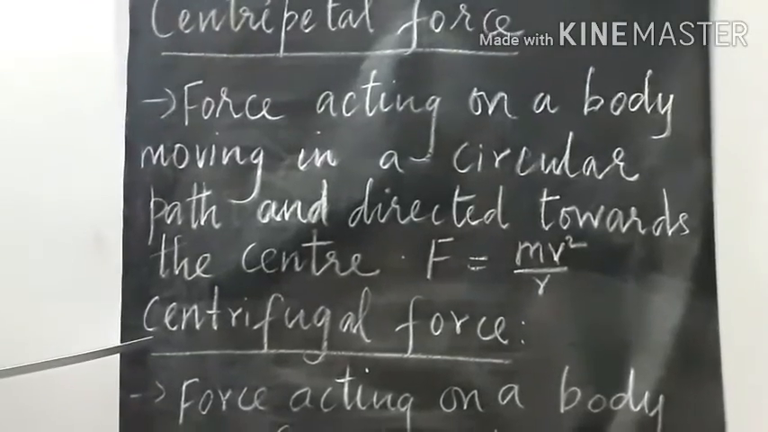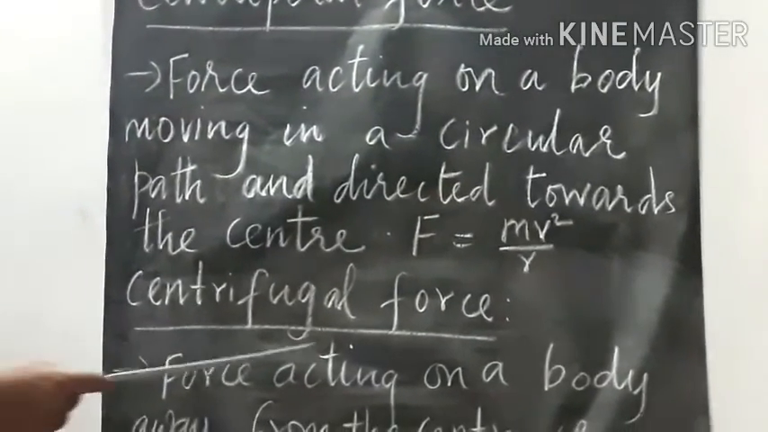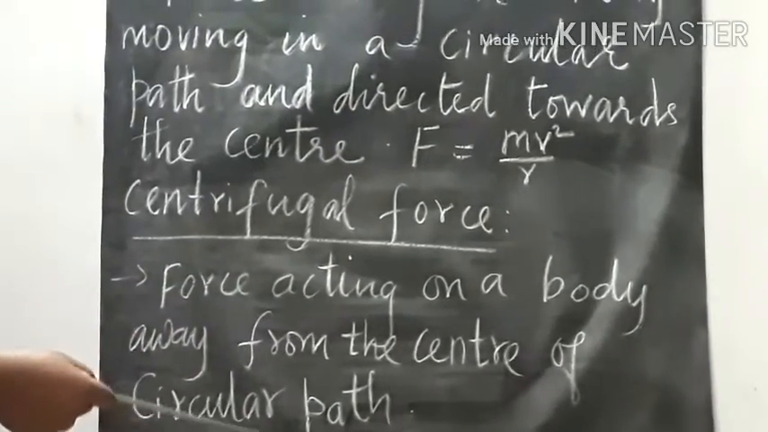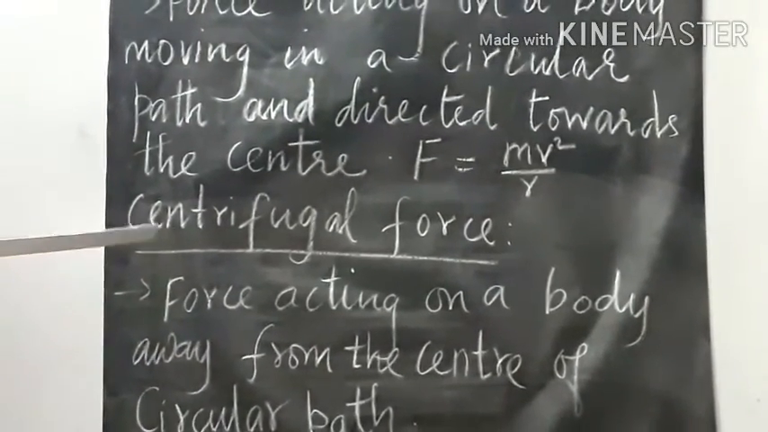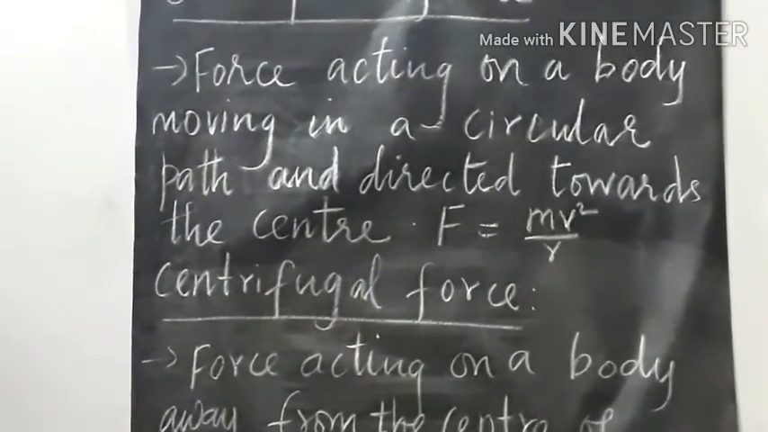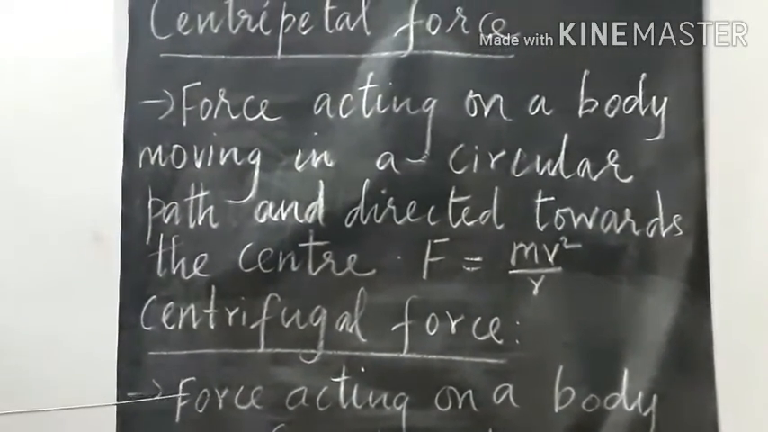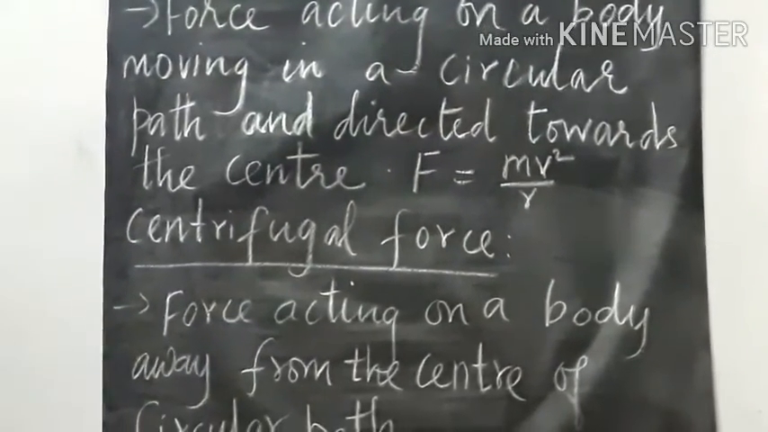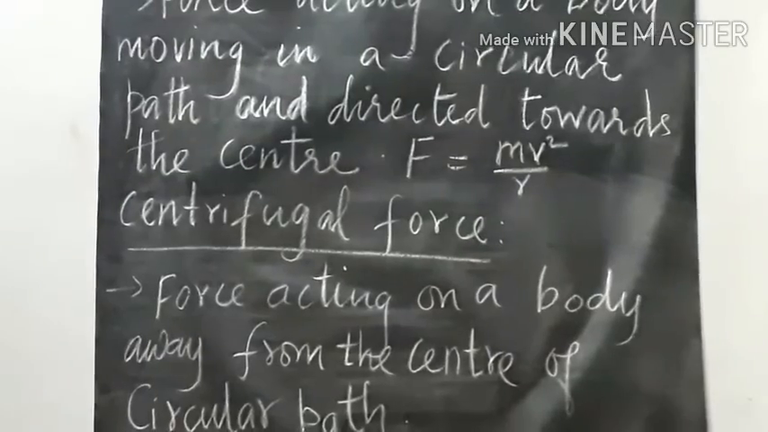Next, what is centrifugal force? The force acting on a body away from the center of a circular path is called the centrifugal force, which is opposite to that of the centripetal force. And the examples for a centrifugal force are the merry-go-round and the dryer in a washing machine.